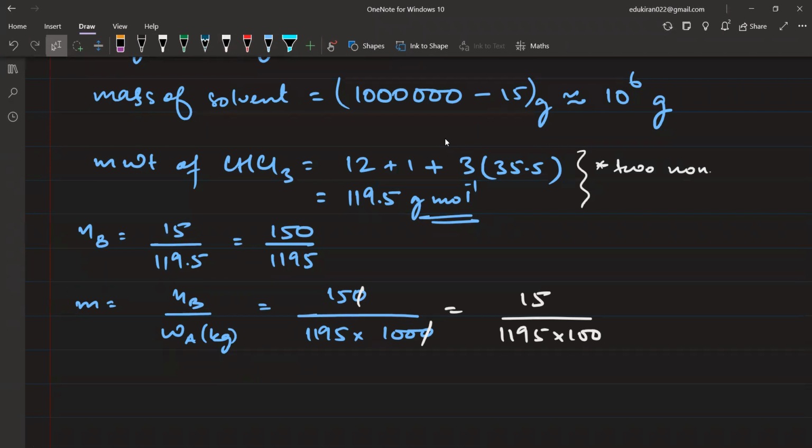Two non-zero digits. कहाँ तक कैलकुलेट करना वो बता रहे हैं आपको. 2 non-zero digits after decimal. Okay, you have to calculate at least 2 non-zero digits after decimal. 15 upon 1195.